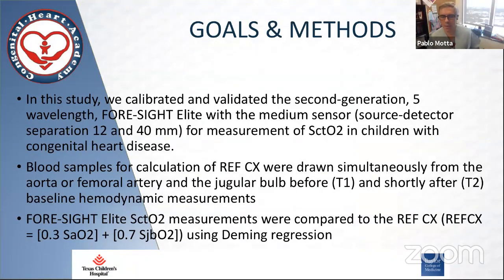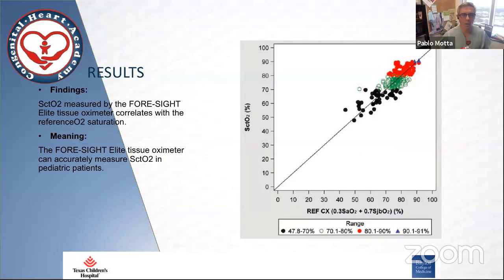Doing this in the cath lab allows you to do sampling of oxygen saturation pretty much anywhere, in the jugular vein, mixed venous, arterial, and correlate with the cerebral oximetry. In this case, they used the Foresight Elite, and they showed a very good correlation between the Foresight and different measurements in jugular vein, mixed venous, in cyanotic and non-cyanotic congenital patients.